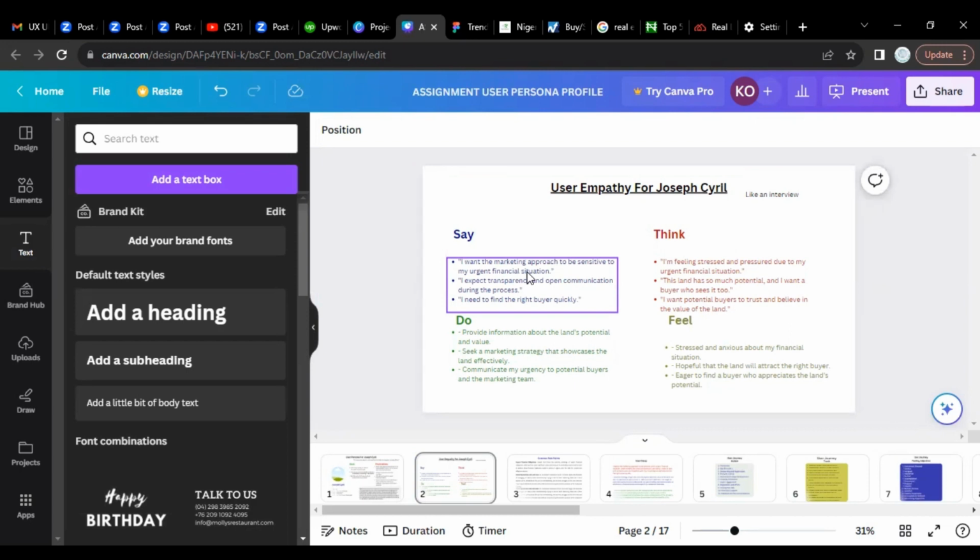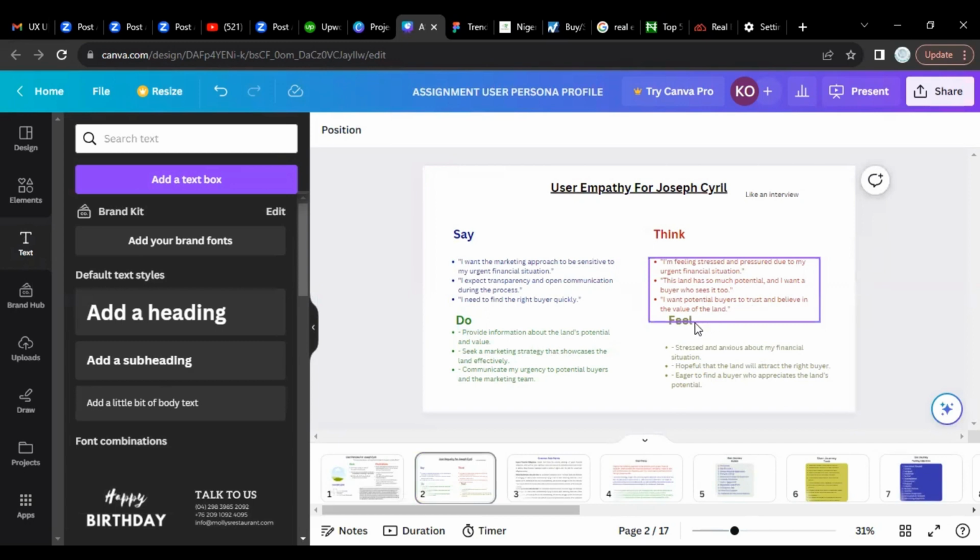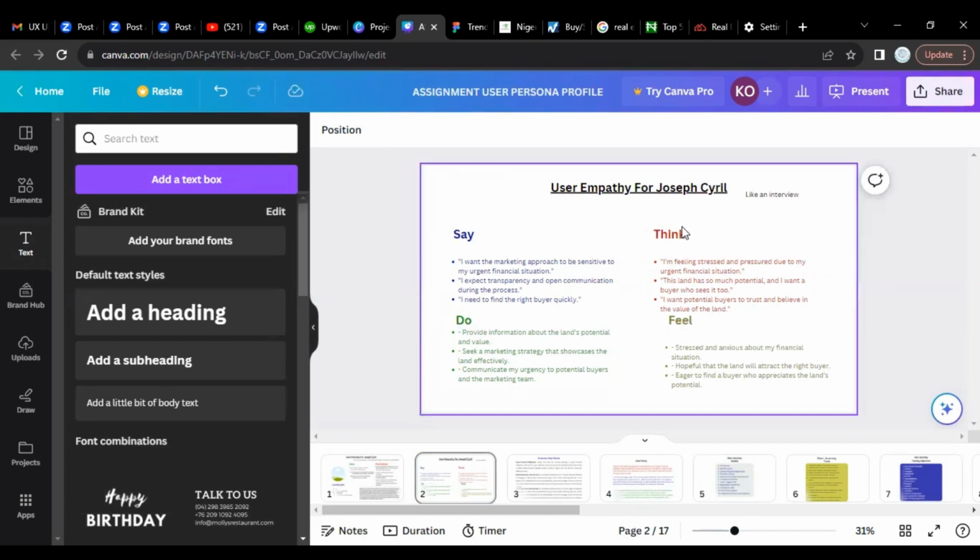And if you want to do more research, then on Google you can type how to prepare user empathy in UX UI design. Likewise, you can type and get lots of references from there. So this is the way you can do it. Now click on the next slide.